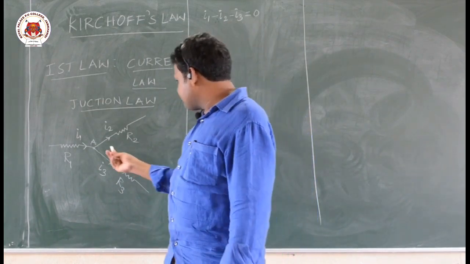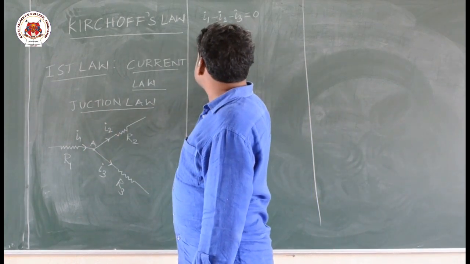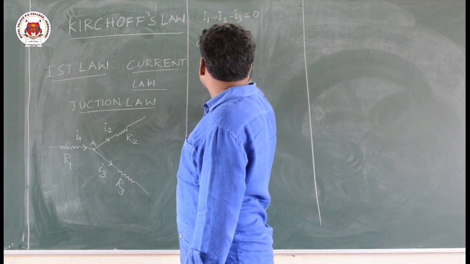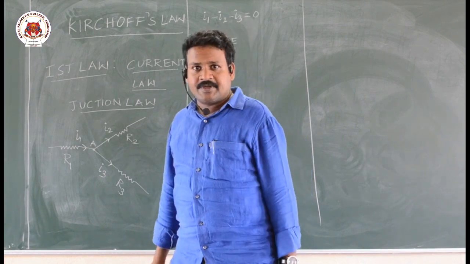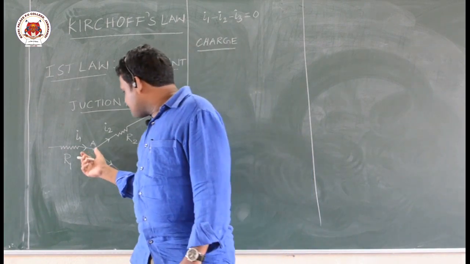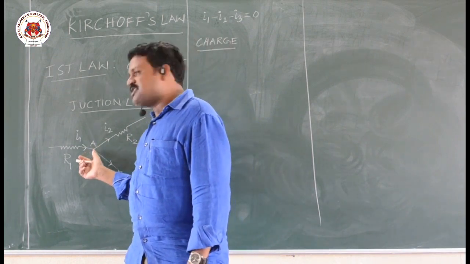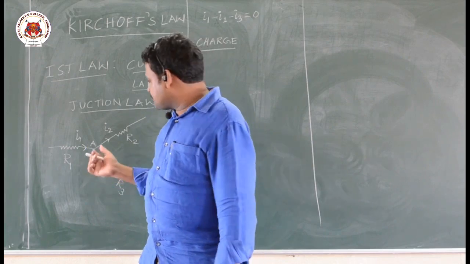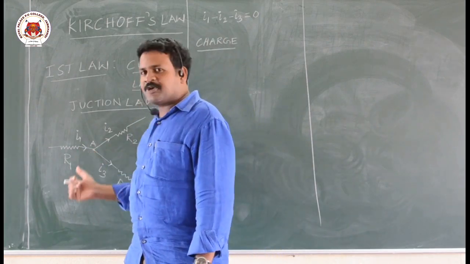That means this law is based on the law of conservation of charge. According to the law of conservation of charge, before starting current, there is no charge at the junction. So even after some time, that charge should not accumulate at the junction. No charge will be accumulated at the junction.